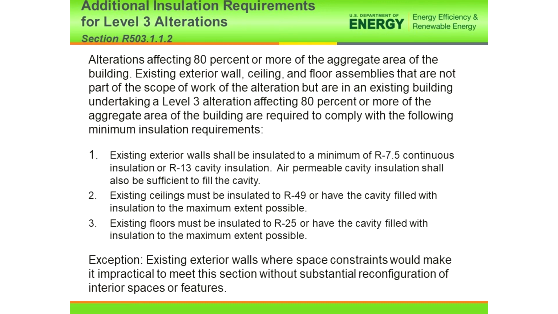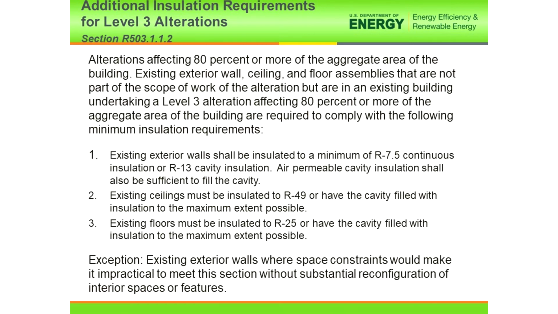Alterations affecting 80% or more of the aggregate area of the building, existing exterior walls, ceiling, and floor assemblies that are part of the scope of work of the alteration but are in an existing building undertaking a level 3 alteration affecting 80% or more of the aggregate area of the building are required to comply with the following minimum insulation requirement. Man, what a mouthful. So don't forget.